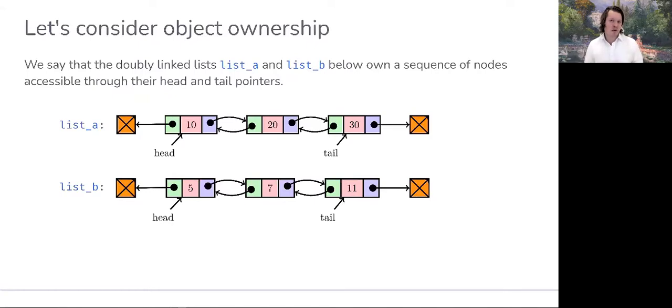We say that the doubly linked list A, list B, as shown below, own a sequence of nodes accessible through their head and tail pointers. So in both cases, we have an entry point into our sequence of nodes. We can either get into our linked list at the head, and if we wanted to perform a traversal, follow the next pointers until we hit the null pointer. Alternatively, we could traverse this linked list very easily in reverse. Just begin at the tail and follow the previous pointers until we hit the null pointer.